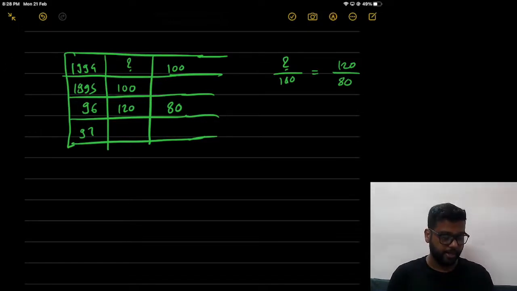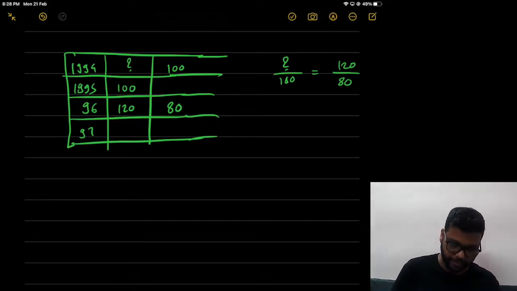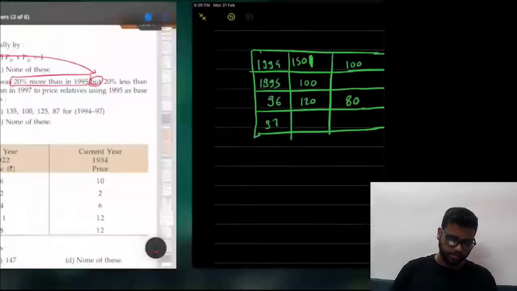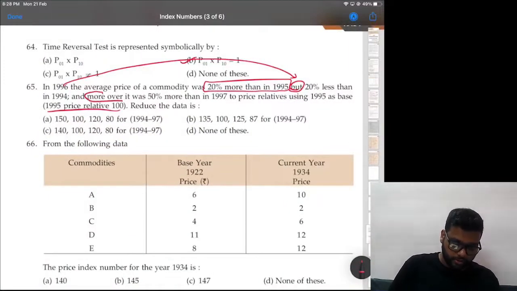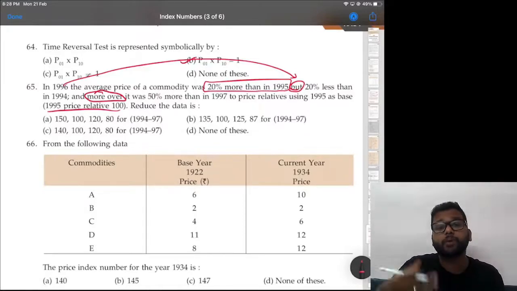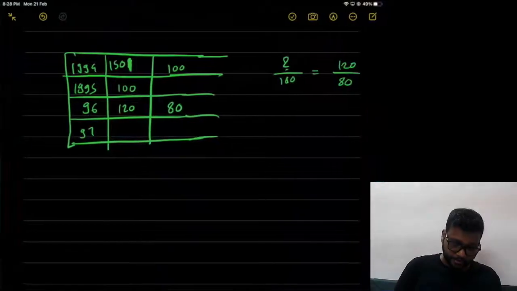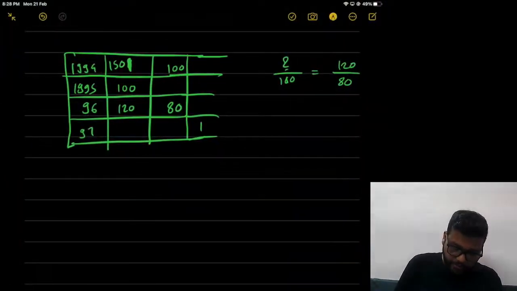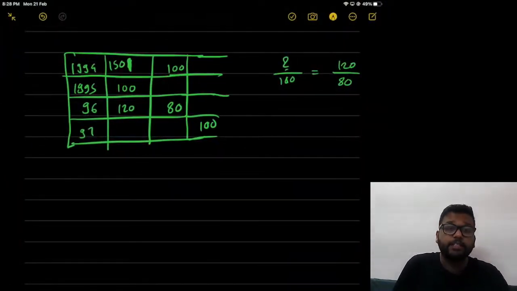120 by 80 into 100, that is 150. This is going to be 150. Similarly, next, moreover means they are still talking about 1996. It was 50% more than 1997. That means they are saying if 1997 was 100, then 1996 was 50% more, that is 150.